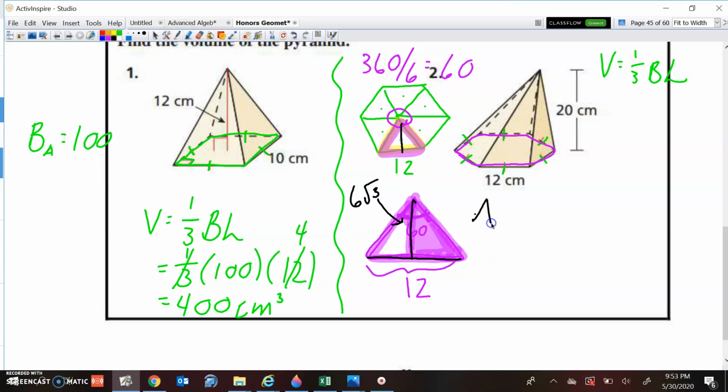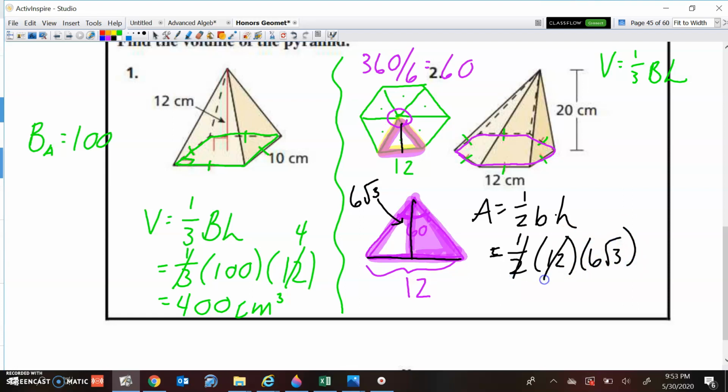Okay, so the area, or we had been calling it, I'll just keep it capital A, is 1/2 base times height, which in this case is 1/2 of 12 times the height, which is 6 root 3. Half of 12 is 6, so then I have 6 times 6 root 3, so it's 36 times the square root of 3.